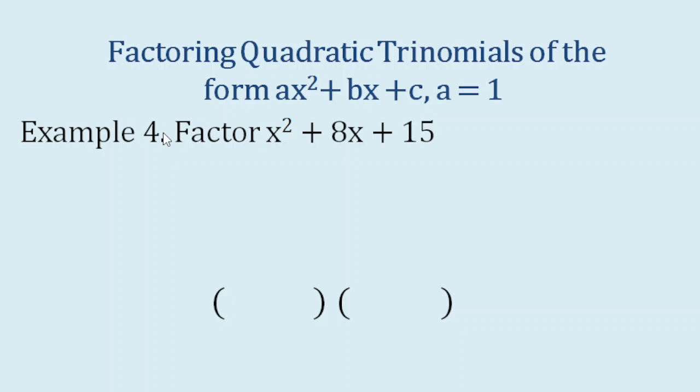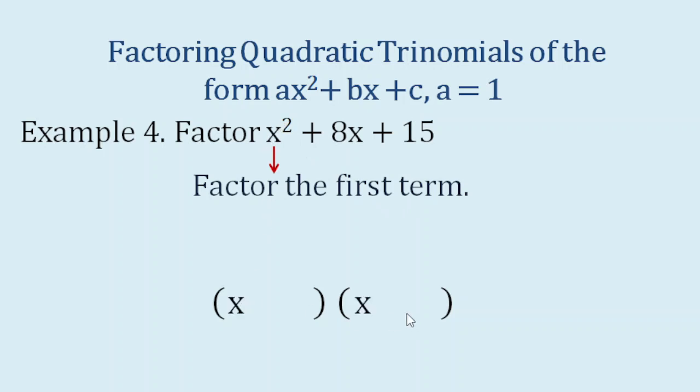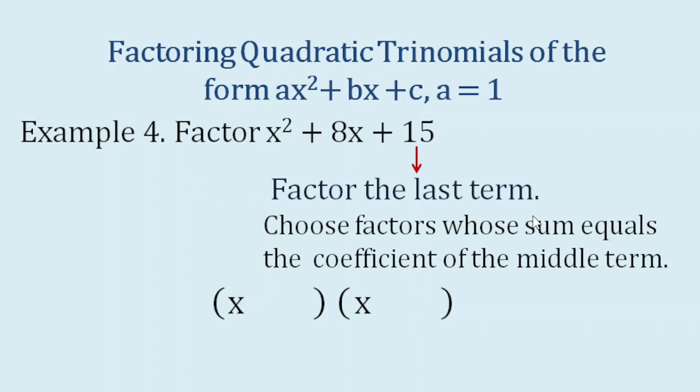So first, we are going to factor the first term, x squared. Factors of x squared, x and x. Then, factor the last term, 15. Okay? But we are going to choose factors whose sum equals the coefficient of the middle term. So the coefficient of the middle term is 8.